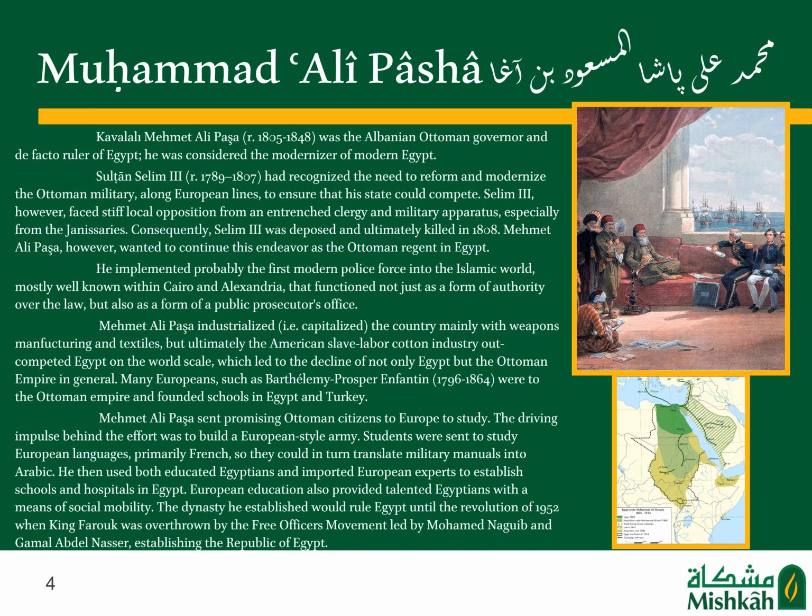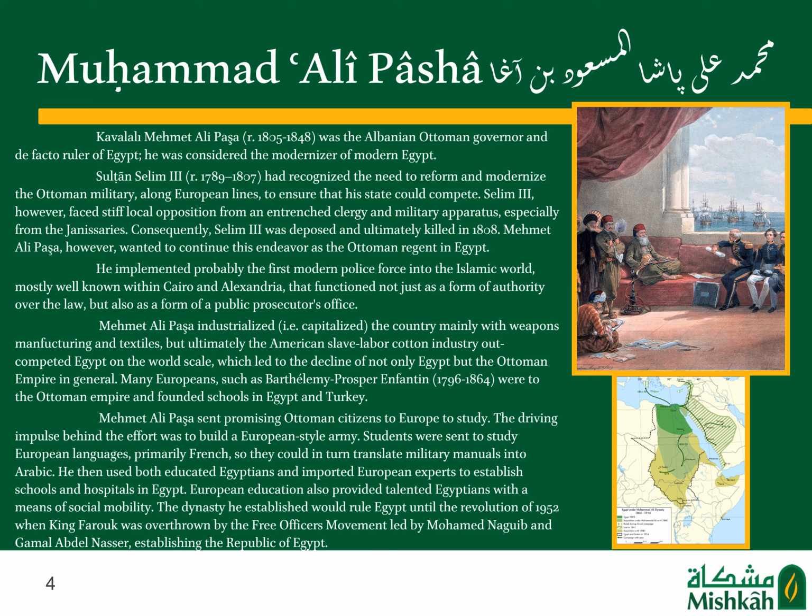But he was a bit unruly, kind of went against the Ottomans sometimes, but he was considered the wali of Egypt, or the regent of Egypt, and he wanted to continue this reform that Sultan Selim III had initiated, but who was deposed and ultimately killed because of that. However, Muhammad Ali Pasha, or Mehmet Ali Pasha, wanted to continue this endeavor. And he implemented what was probably the first ever modern police force in the Islamic world. And mostly that was in Cairo and Alexandria.